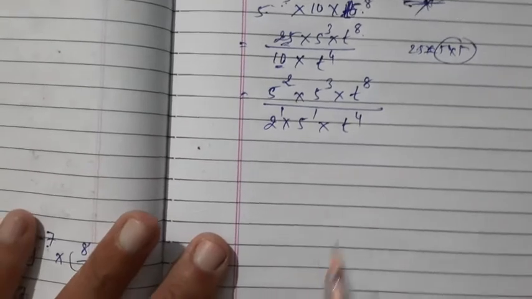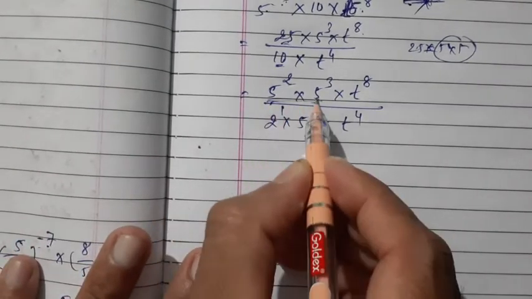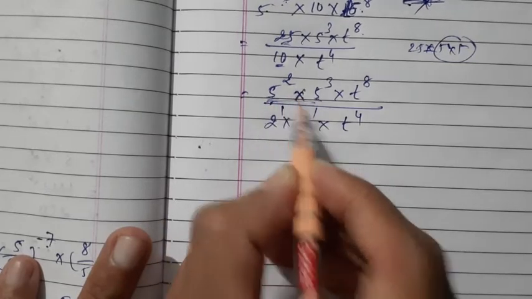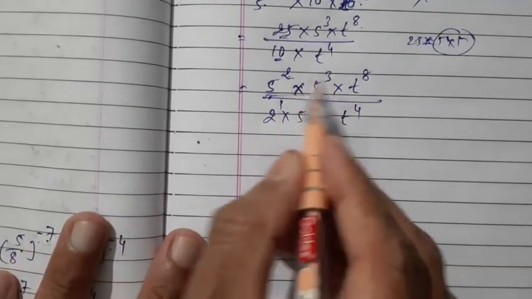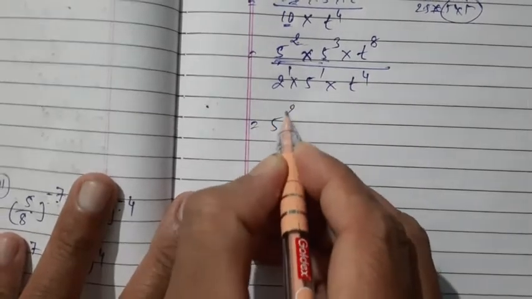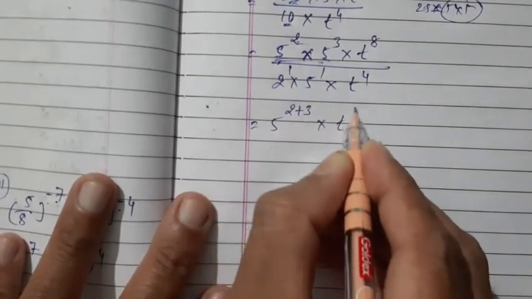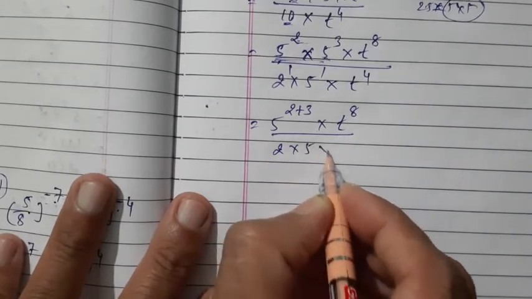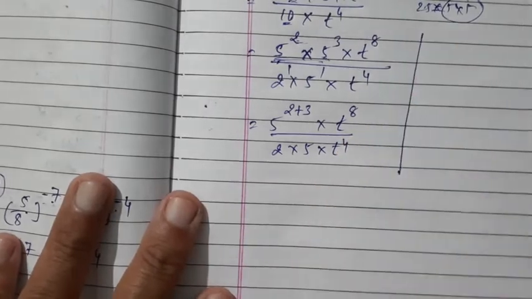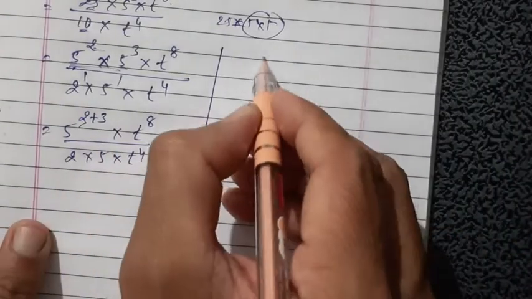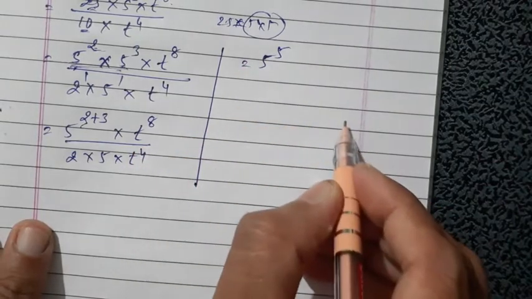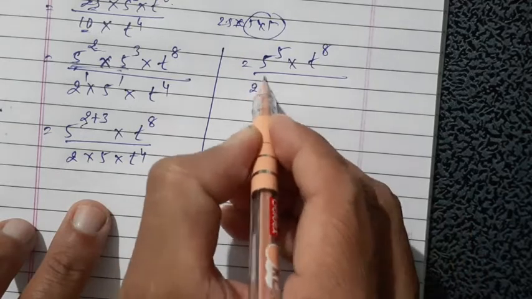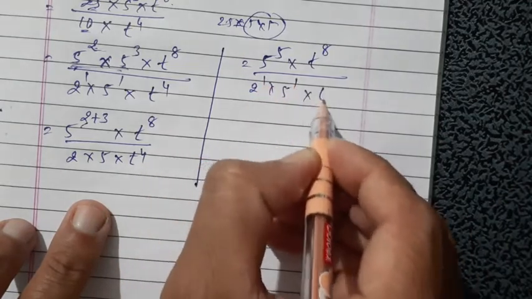Now first simplify the multiplications which have the same base. So what to do? Addition of powers. So 5 raised to 2 plus 3 into t raised to 8 divided by 2 into 5 into t raised to 4. So 5 raised to 5 into t raised to 8 divided by 2 raised to 1 and 5 raised to 1 into t raised to 4.